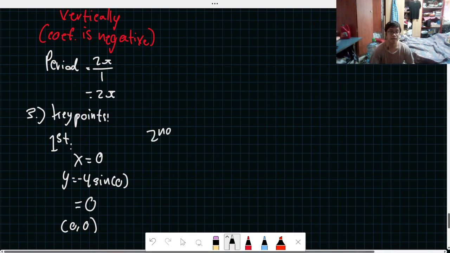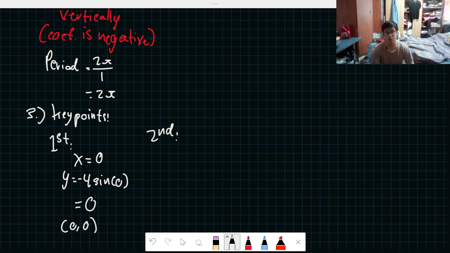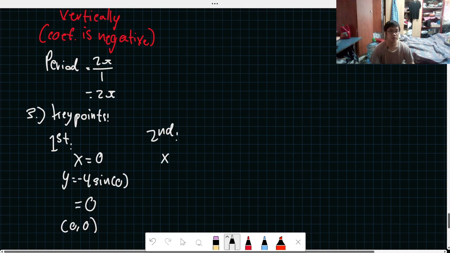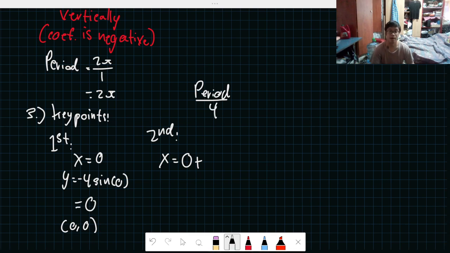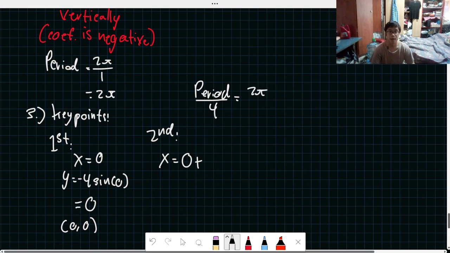Okay? Now, for your second key point here, if you remember what I said to you earlier, for you to find the second, third, fourth, and fifth key point, all you need to do is, to find the x value for your second key point, add the previous x value, which is 0, by what? By a number that is basically your period divided by 4. Okay? So your period is what? 2 pi all over 4. So here, just like in the previous example, 2 pi all over 4 is just simply the same as pi all over 2. So you have 0 plus pi all over 2. So here, your x value is pi all over 2.